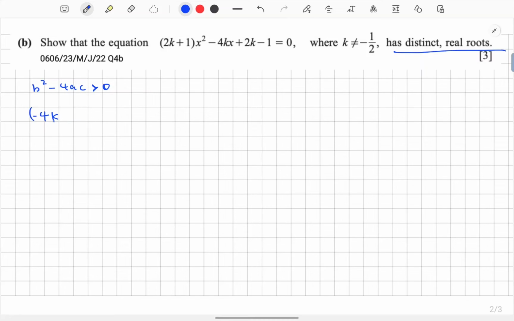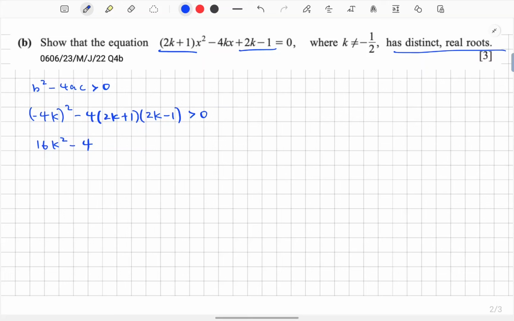Negative 4k squared, and minus 4a. The a here is 2k plus 1 from here. The c is this. We'll go ahead and simplify them. The first one will be 16k squared and minus 4.